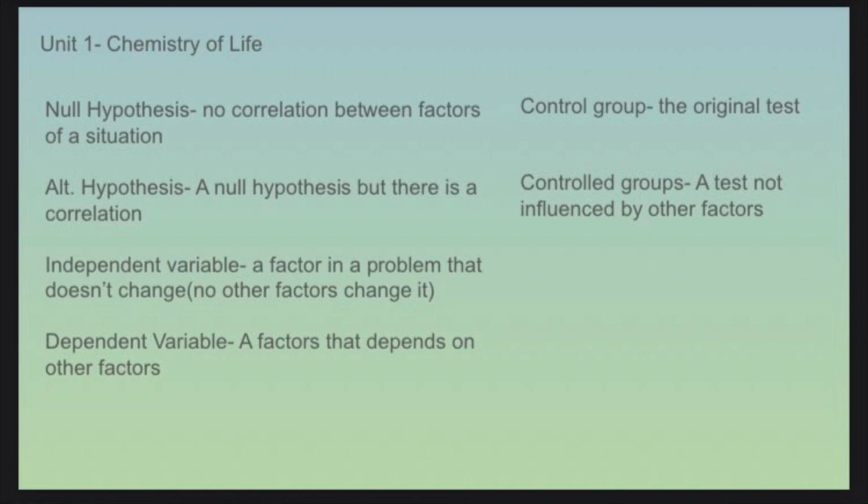A control group, that's just the original test of the experiment. A control group, a test that's not influenced by other factors. So basically, it's what you're originally using to set a basis for everything else.